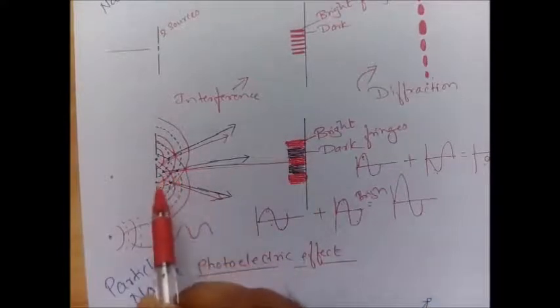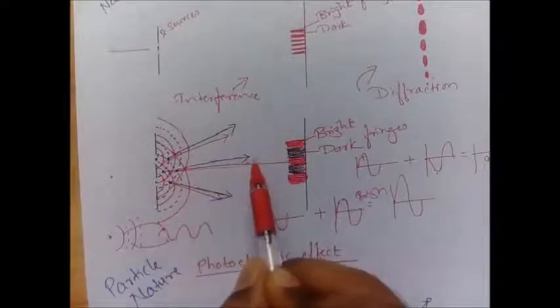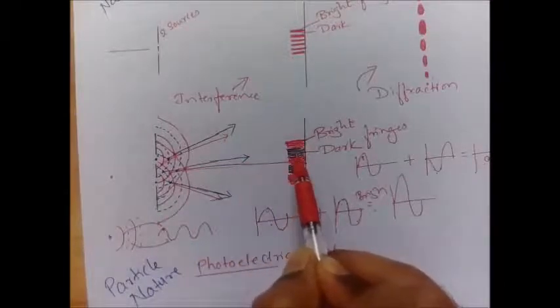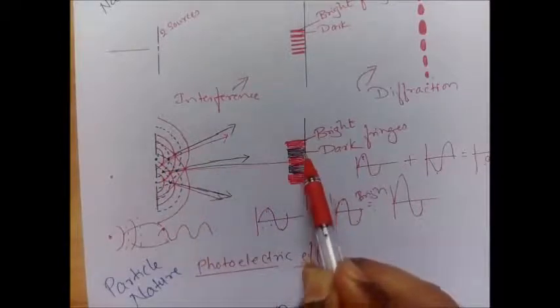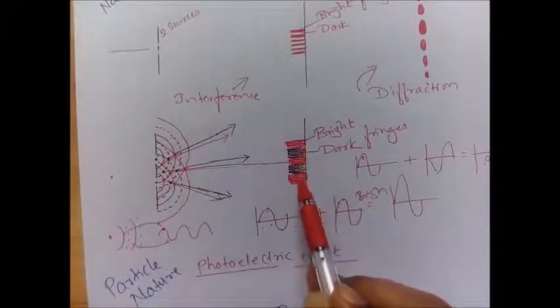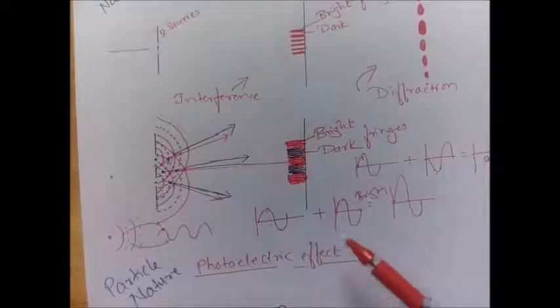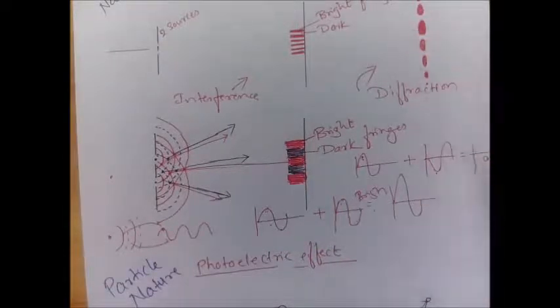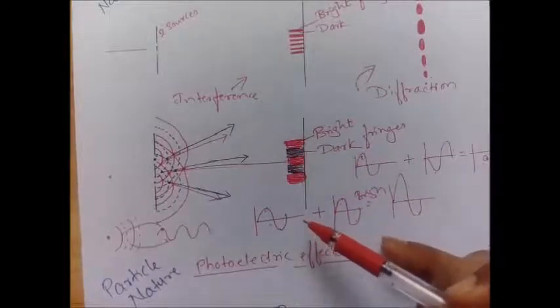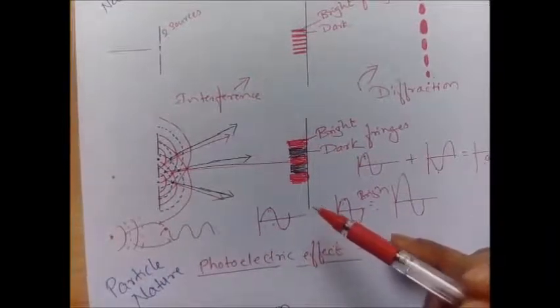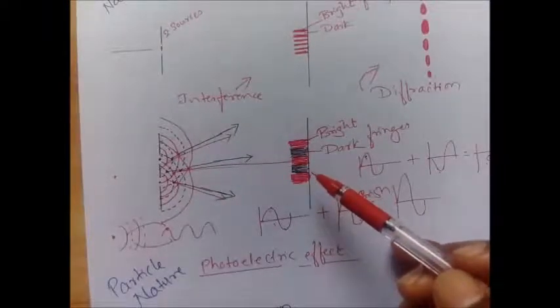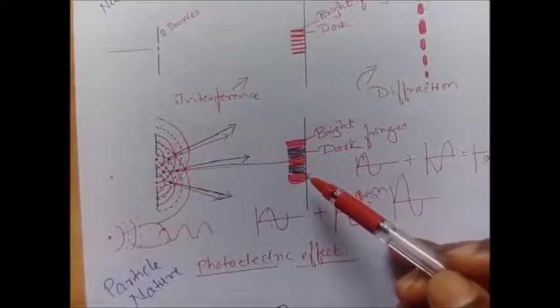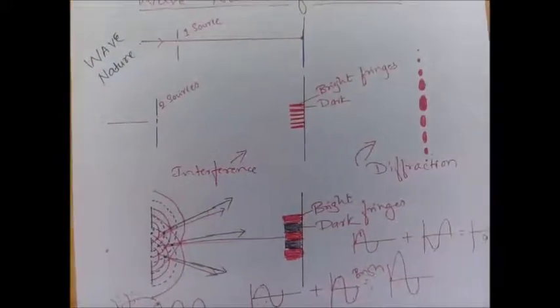When crest falls on the trough, the effective interference will be the dark fringe. The same thing we will have for each of the points. We will have dark fringe, bright fringe, dark fringe, bright fringe, like that we will have the patterns. The same thing is true for the diffraction patterns also. So this is called interference and diffraction. This happens only when the light has got the wave nature.